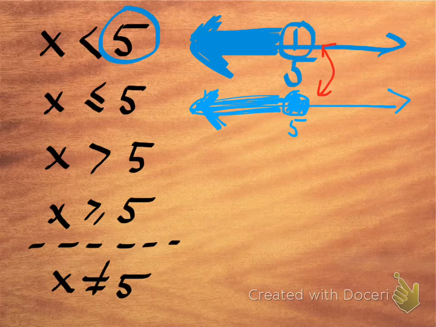All right, obviously, if I go the other direction, I'm going to do the same thing. I'm going to draw a number line. I'm going to put a 5 down.